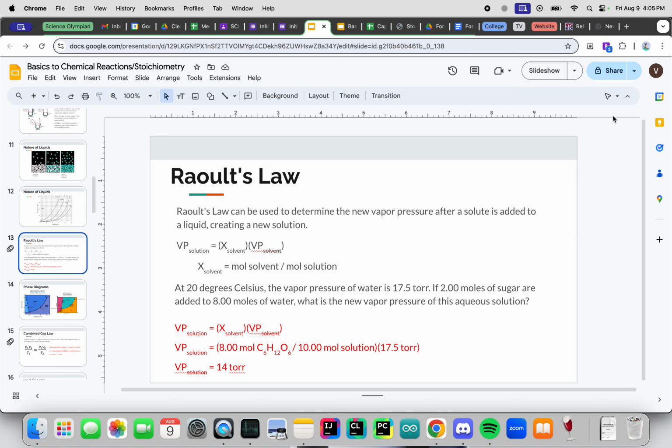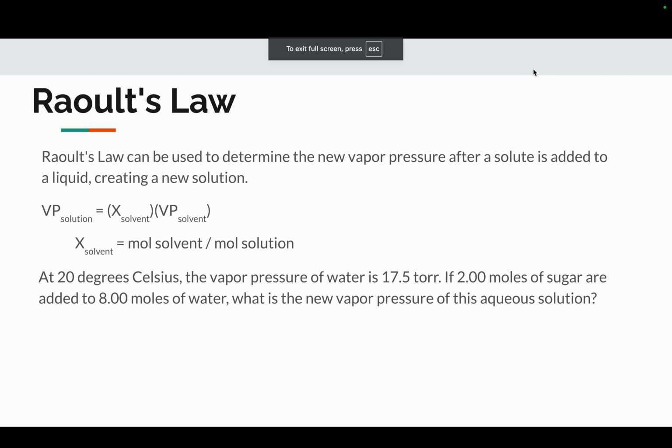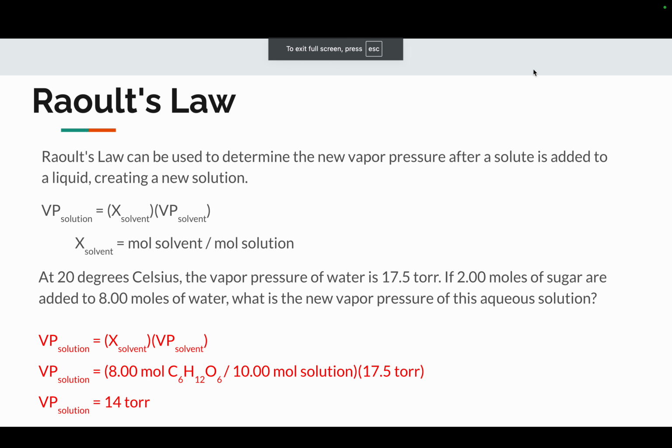But going back to it, you take the mole fraction, which is the number of moles of the solvent. That's 8 moles of water. And you divide this by the number of moles of the whole solution. If you add 2 moles of sugar to 8 moles of water, that means the total number of moles of the solution is 10 moles. That is 8 over 10. And from there, you multiply this by 17.5 torr, and then you ultimately get 14 torr as the vapor pressure of the solution.